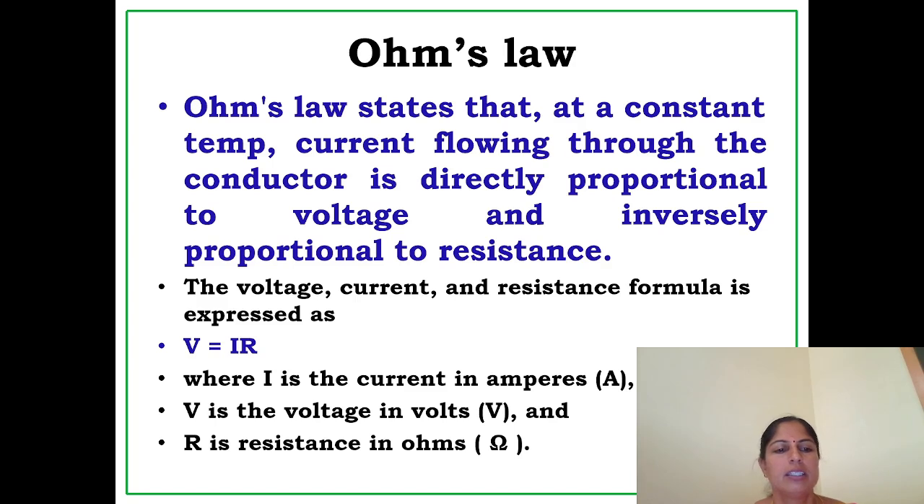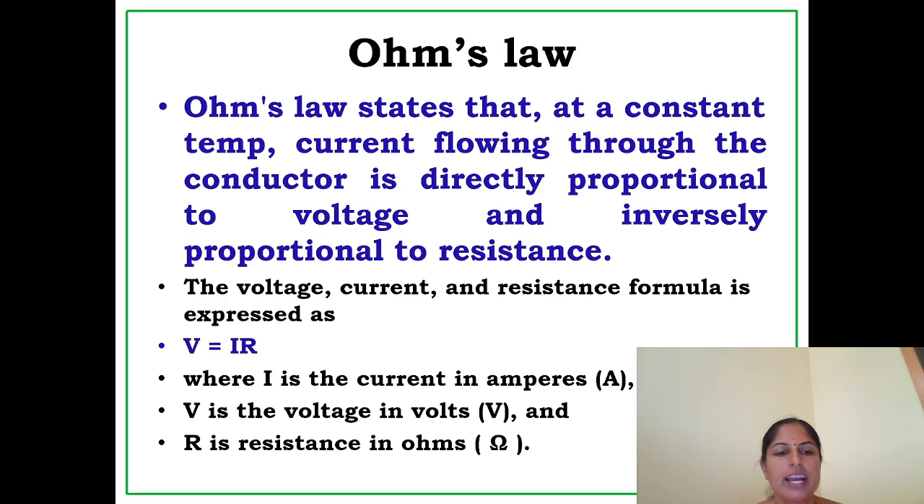Mathematically, it is expressed as V = I × R, where V is voltage, I is current, and R is resistance. The unit for voltage is volts, the unit for current is amperes, and the unit for resistance is ohms. Understanding with the water pipe example, imagine water flowing through a pipe.